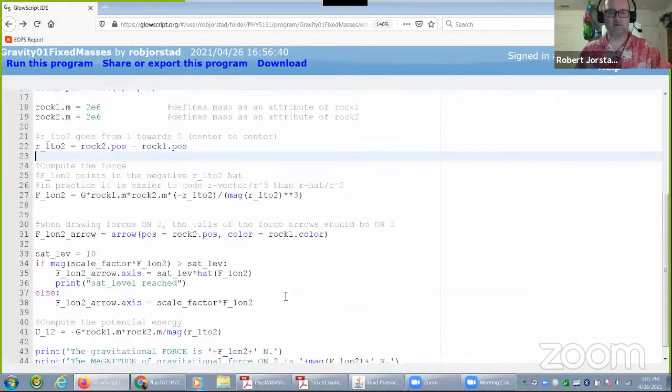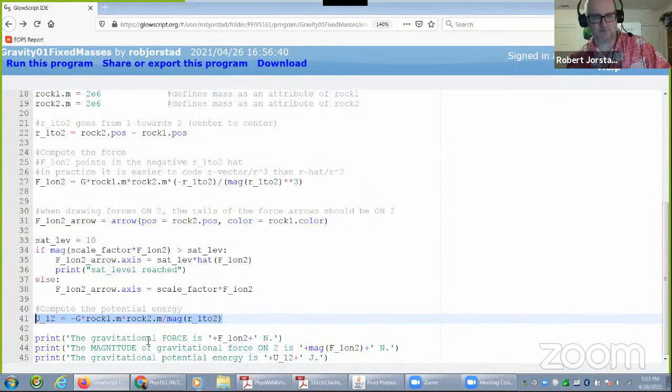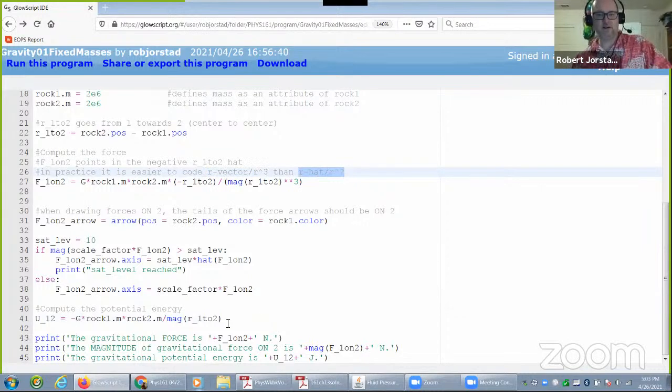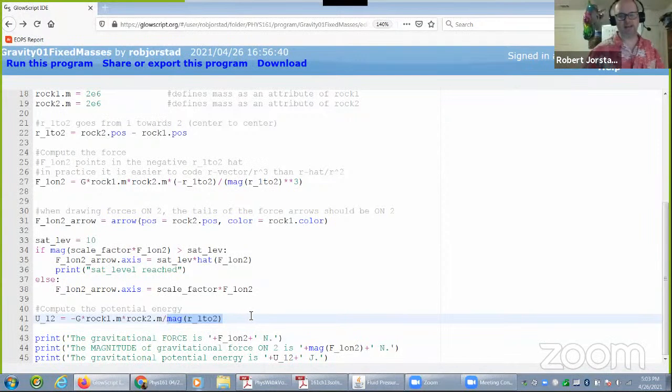So that's the force. In comparison, computing the energy is really easy. Notice a couple of things. The force either has R vector over R cubed or R hat over R squared, whereas the energy just has one radius on the bottom. I will explain how we get that formula probably on Wednesday.